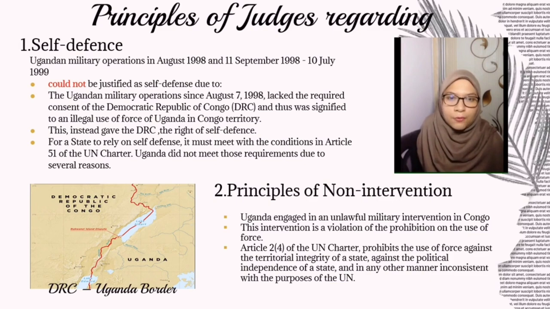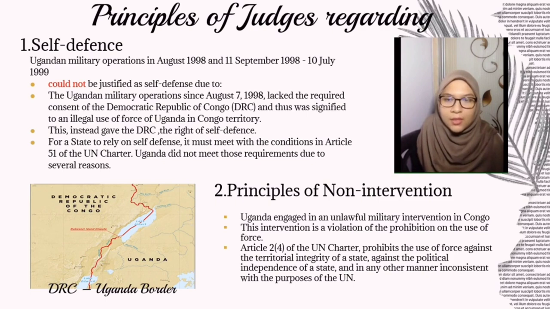Uganda also failed to meet the conditions in Article 51 of the United Nations Charter. In order to rely on this said article, Uganda had to demonstrate that it had been subjected to an armed attack by the Congo. However, there was no proof of Congo's involvement in those armed attacks.